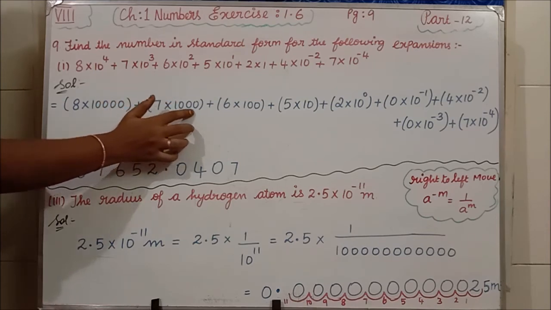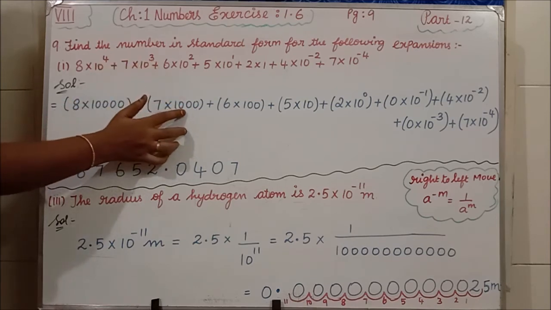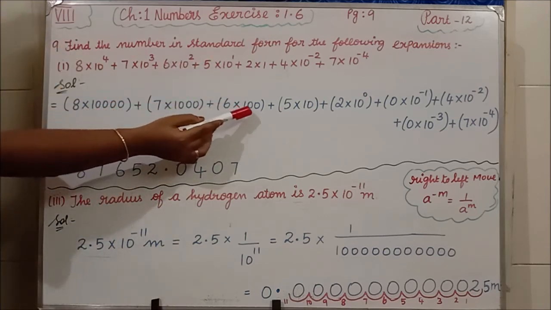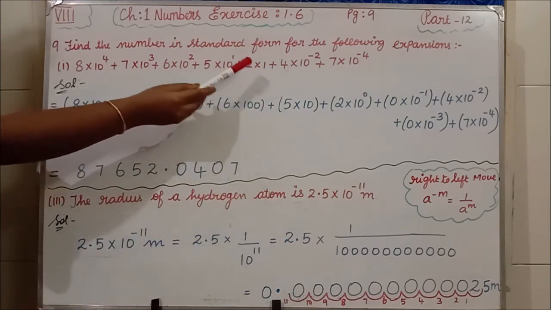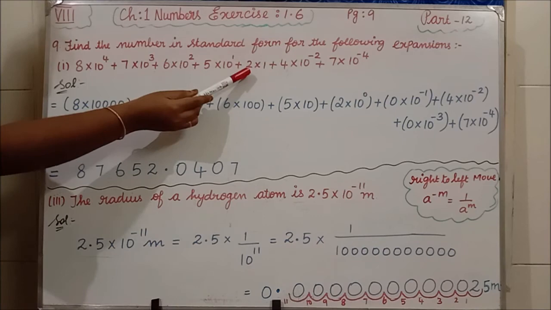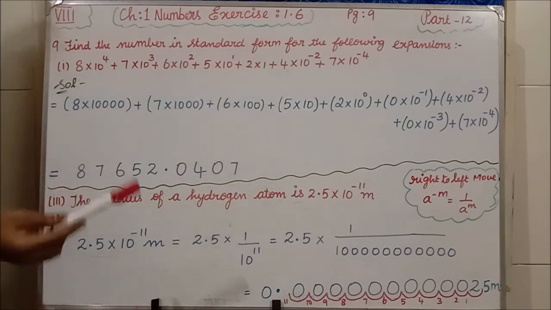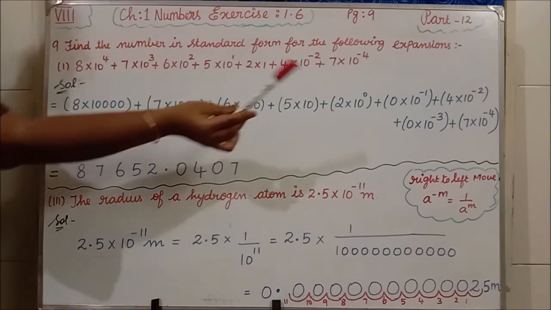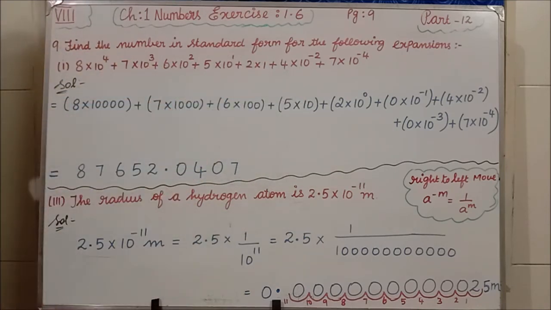After 1 we have to put 30. Okay, 3 means 30 you have to put. Plus 6 into 10 square means what? 6 into 100. Plus 5 into 10 power 1 means what? 10 only. 2 into 1. I told you before itself, 1 how can we write? 10 power 0 is 1. So I have written 2 into 10 power 0. Clear all of you up to this?